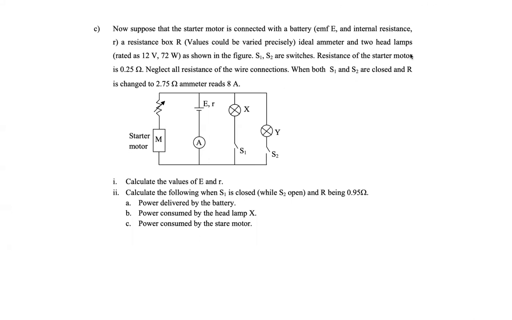Now when they say ideal ammeter, remember internal resistance of that is 0. For that ideal ammeter, internal resistance is 0, so it will not allow any potential drop across it. Two headlamps rated as 12 watt and 12 volt and 72 watt as shown in figure. S1 and S2 are switches. Resistance of the starter motor is 0.25 ohm.